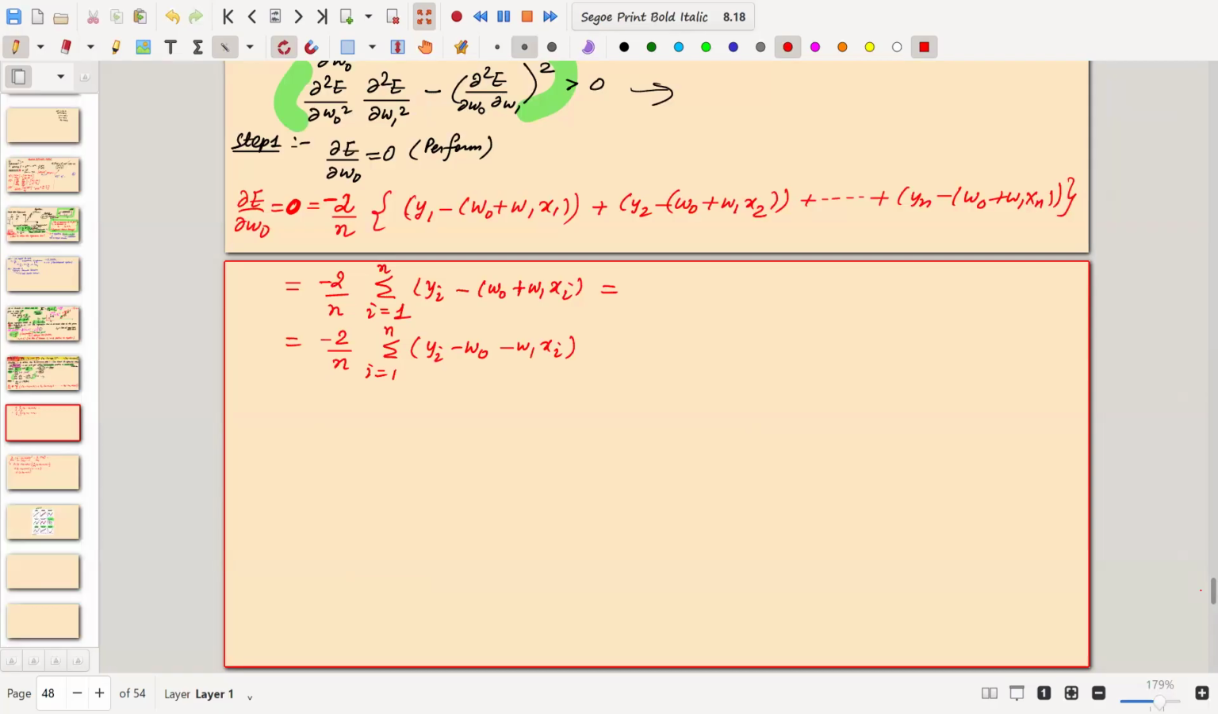Can we take the summation inside? What are you getting? If you take the summation inside, you are getting something like this. Summation of yi, i equal to 1 to n, minus summation i equal to 1 to n of w naught, and w1 is constant, so I took it outside: i equal to 1 to n of xi. Yes, do you agree?